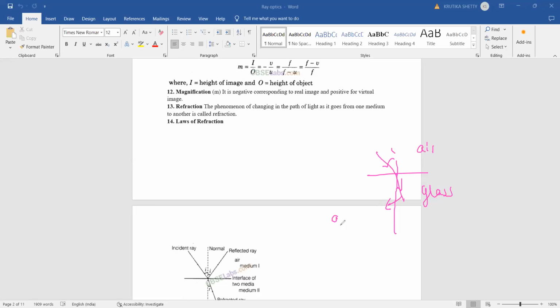When it is traveling from glass to air, at that time it will bend away from the normal, away from the normal. That is, from a rarer medium to a denser medium, when it is incident, it will bend towards the normal. Rarer to denser it will bend towards the normal. Denser to rarer it will bend away from the normal. Okay.